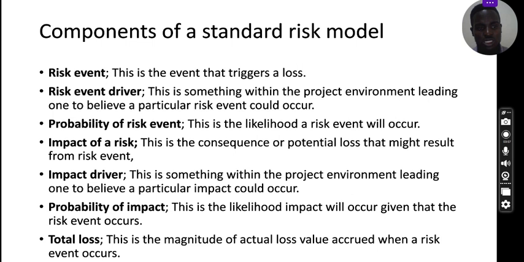Then risk event driver. This is something that will make you believe that a particular risk can surely occur during the project. Then the probability of risk event, the likelihood that a risk will occur. It is always 1 out of 2. I think from primary I've always known that probability is 1 out of 2, but I don't know how you know it, but it is the likelihood that a risk will occur. Then the impact of the risk. What will be the outcome if this risk happens? What will be the result?